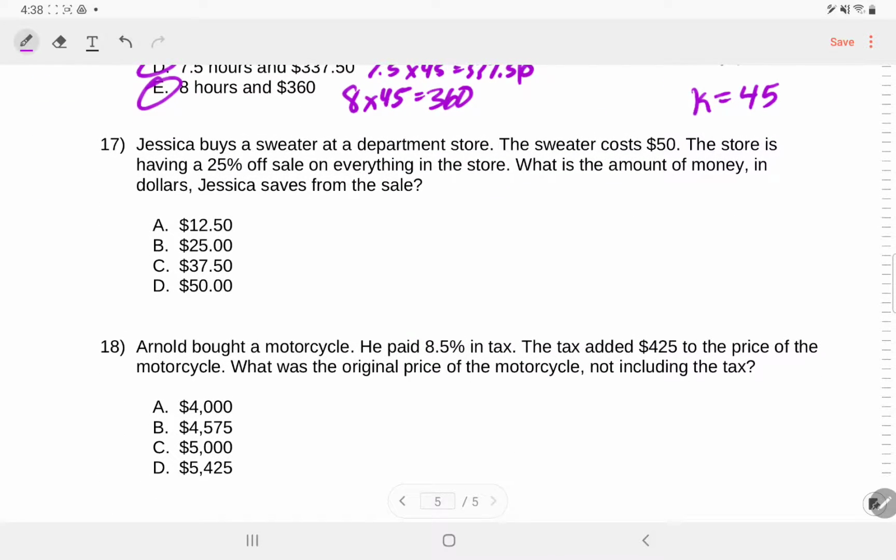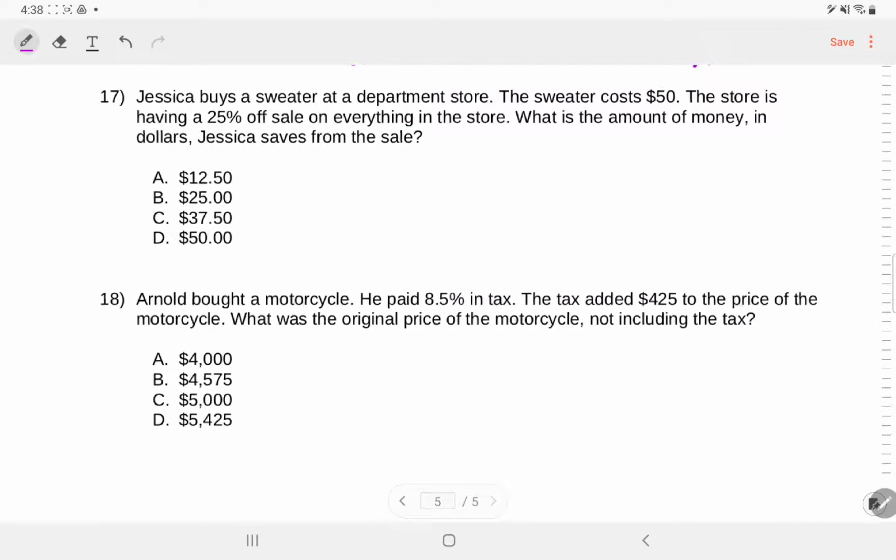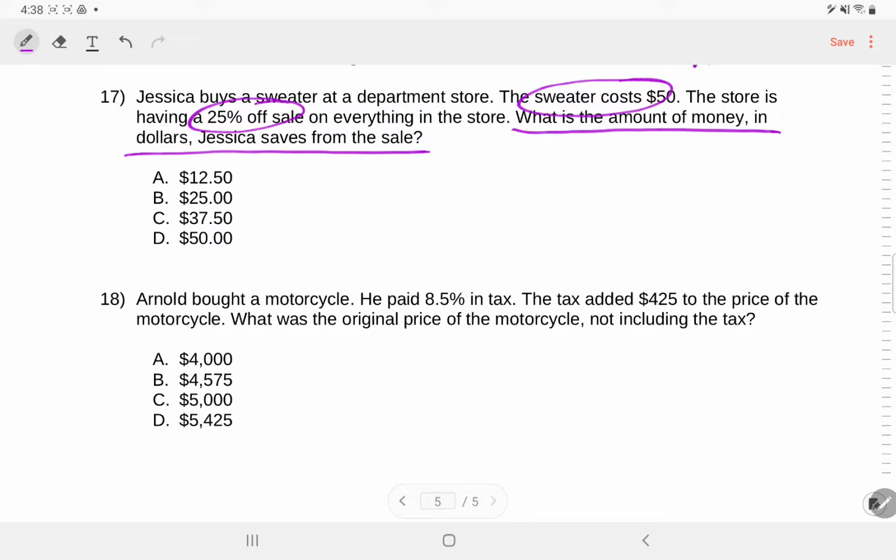For 17, Jessica buys a sweater at a department store. The sweater costs $50. The store is having a 25% off sale on everything in the store. What is the amount of money in dollars Jessica saves from the sale? So when we're talking about off, that means we're getting a discount. That means the price goes down. So we're trying to figure out how much Jessica saves from the sale.